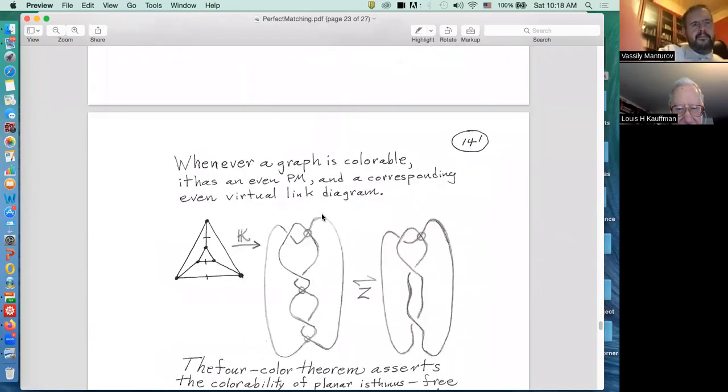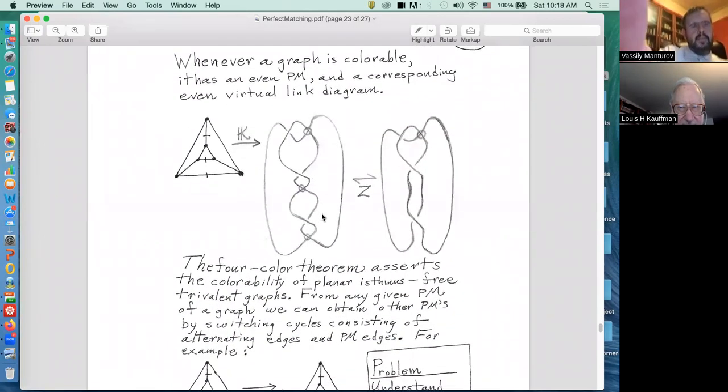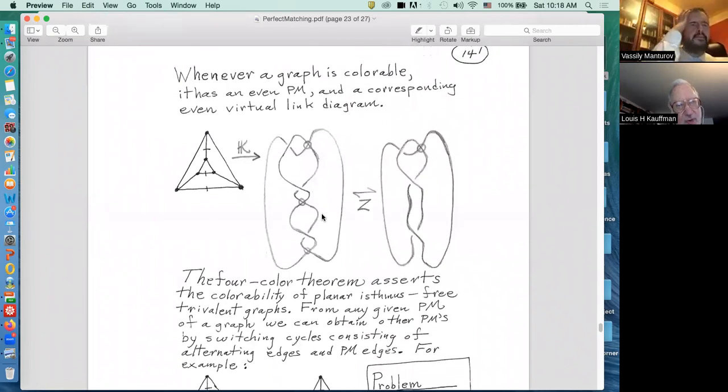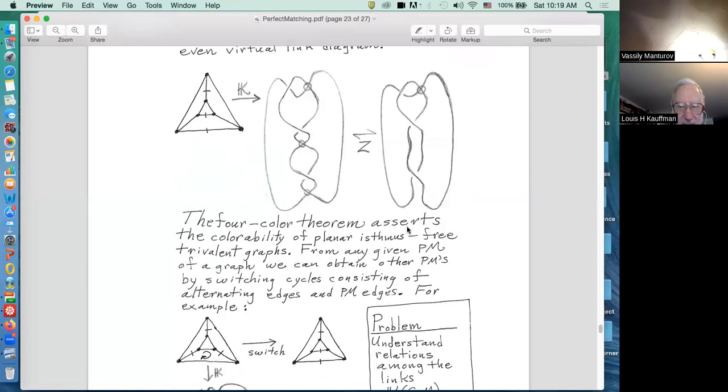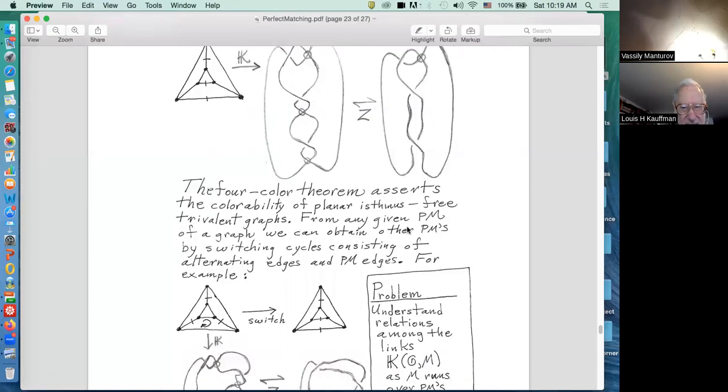I'm just looking at examples that would be worth it. Right. So you can make various remarks to yourself as you explore this. Suppose you have a graph that's colorable. Then it has an even perfect matching. So here's a colorable graph. Here's an even perfect matching. Is this even? 1, 2, 3, 4, 5, 6. Yes. So then you can go over here and you'll get an even virtual link diagram in the sense that I mentioned before.